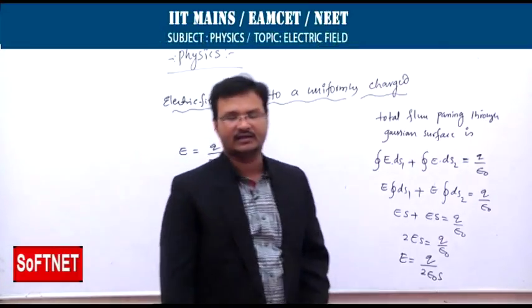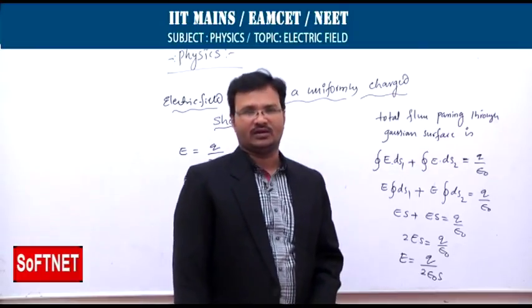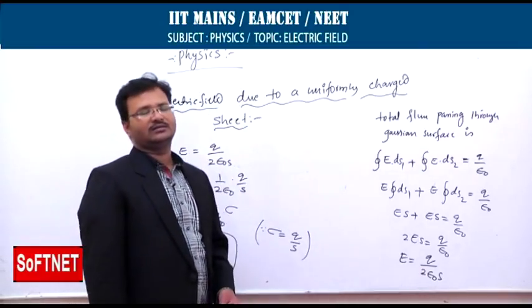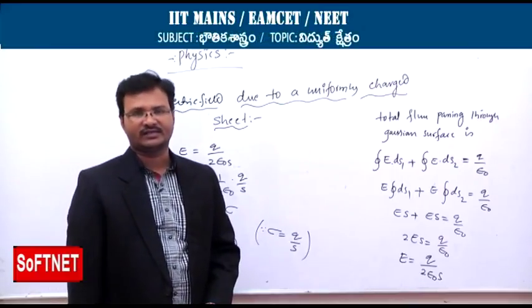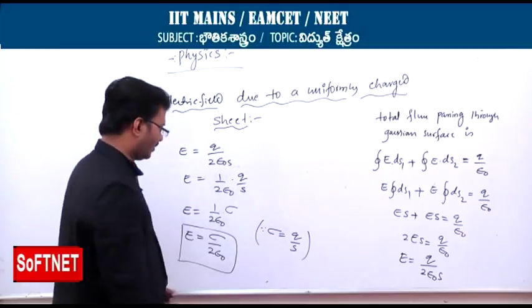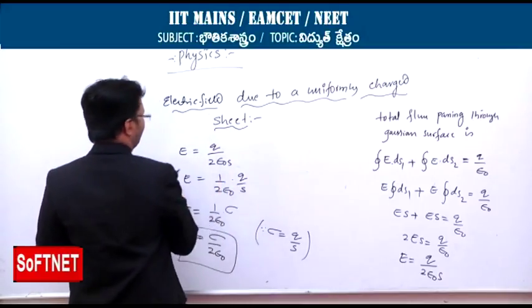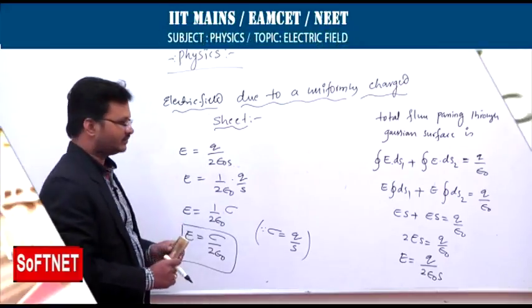What is the definition of surface charge density? Charge existing per unit surface area is called surface charge density. Sigma equals q by S. This is the second application of Gauss law.